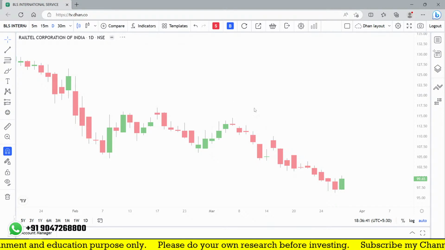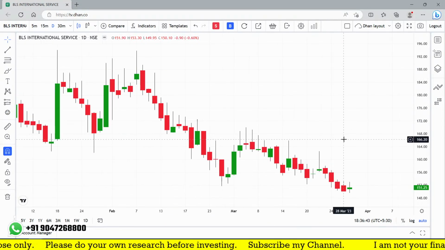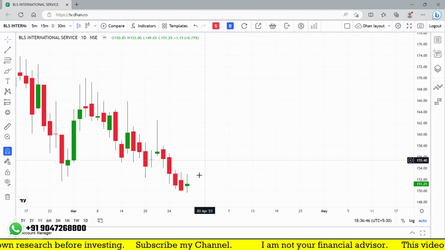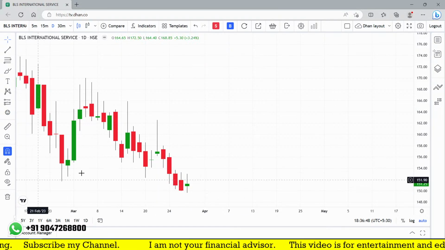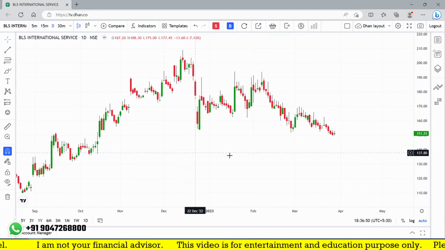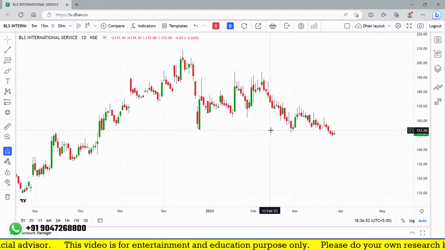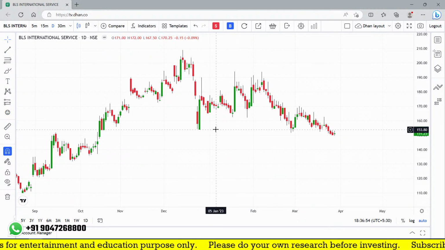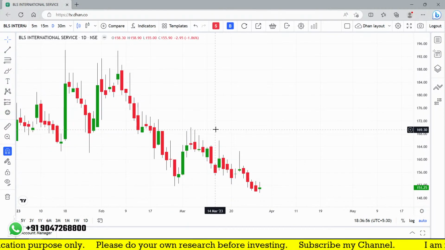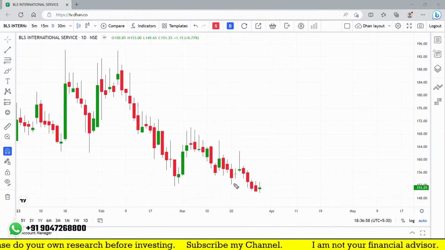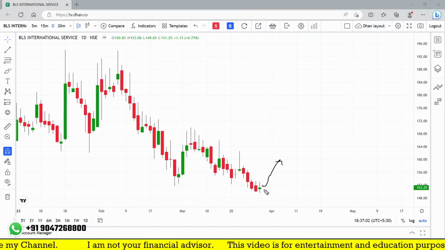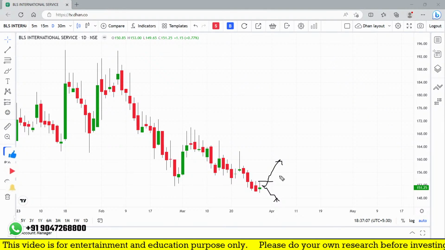BLS International, what is happening on the daily time frame, it doesn't give you any confirmation. Maybe this is a doji candle or a spinning top candle which forms at the bottom level, and the previous support is already broken and it is just trading below the previous lowest level, maybe 153. So there is not a clear trend reversal candle. This is a candle for both sides; there is a possibility to continue, and maybe the possibility to go down.